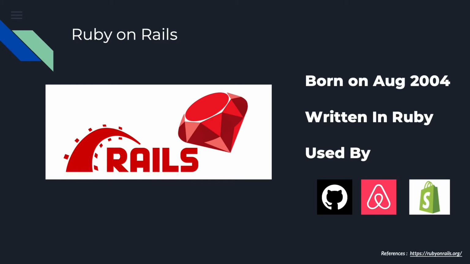The first framework on our list is Ruby on Rails. Born in 2004, Ruby on Rails is written in Ruby and is famous for building some of the biggest companies in the world like GitHub, Airbnb, and Shopify. It was quite revolutionary when it came out because it dramatically simplified web development compared to other approaches of the time, and it is still quite popular to the present day.